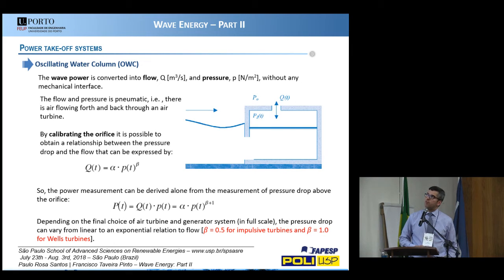In the case of oscillating water columns, we should have also information about the flow and the pressure. We can calibrate the system in order to have a relationship between the pressure and the flow, and in that case we can obtain directly the power from the pressure.